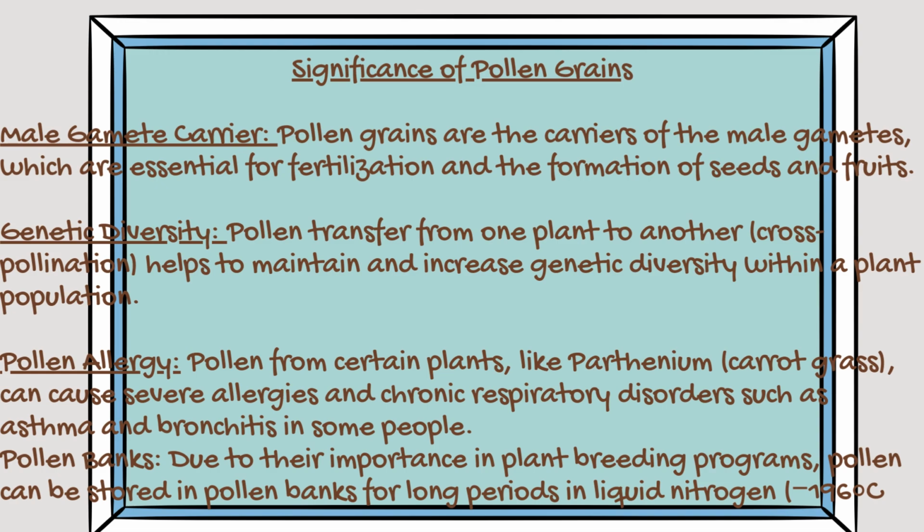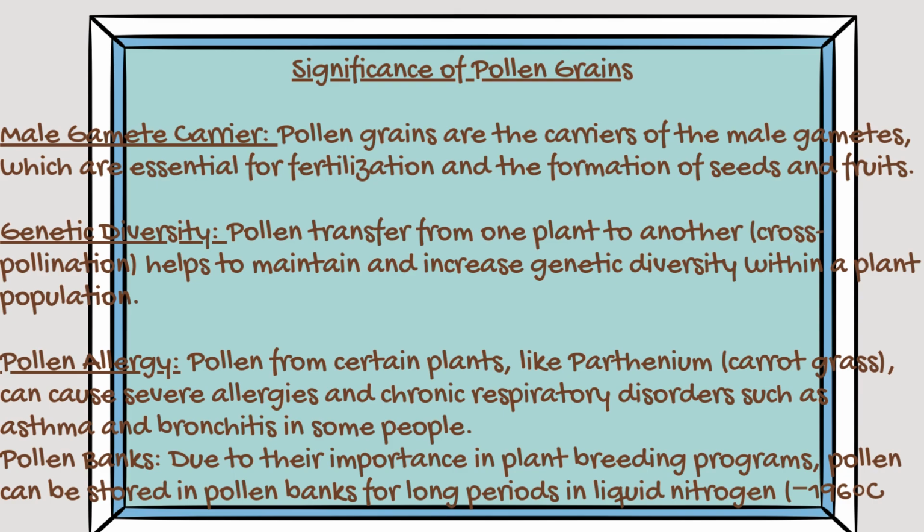Significance of pollen grains. The male gamete carrier: pollen grains are the carriers of the male gametes, which are essential for fertilization and the formation of seeds and fruits. The next one is genetic diversity. Pollen transfer from one plant to another across cross pollination helps to maintain and increase genetic diversity within a plant population.